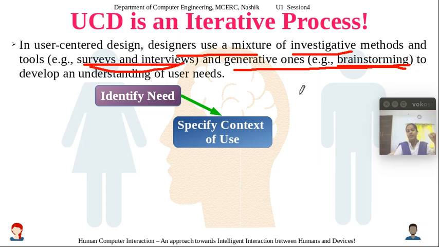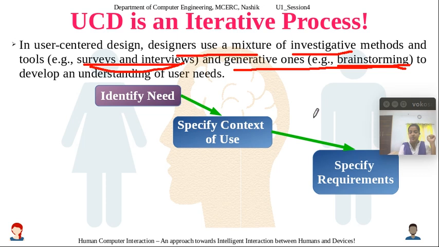That means once you know what your user wants, secondly you will specify the context of use, meaning where they can use this application, where they can actually employ this system. This is what you have to think about. So what will be the target area? You have to specify the target area of your application, where your system is going to be used, in what situation, in what context. Once you have set up all these things, the next phase is to specify the requirements.